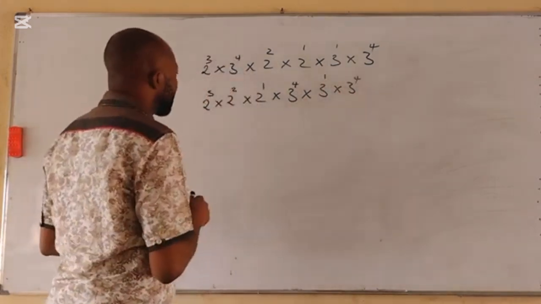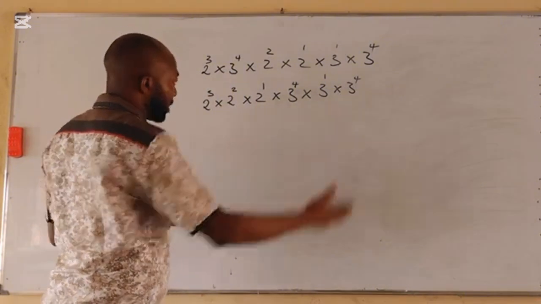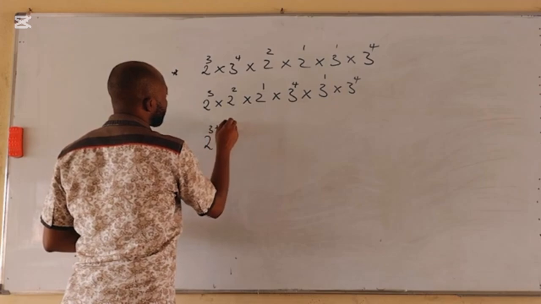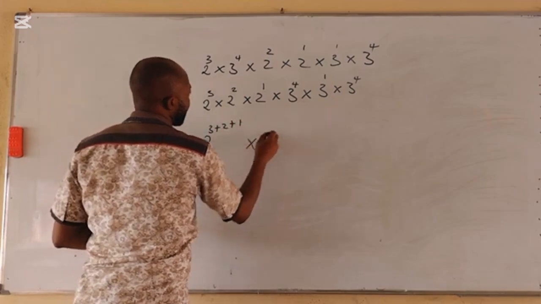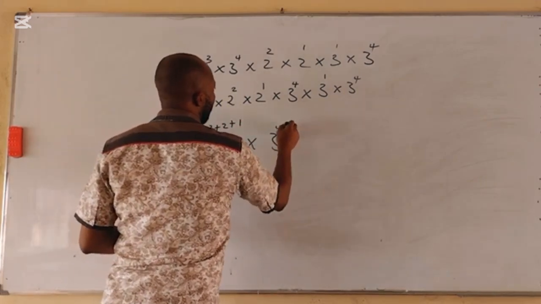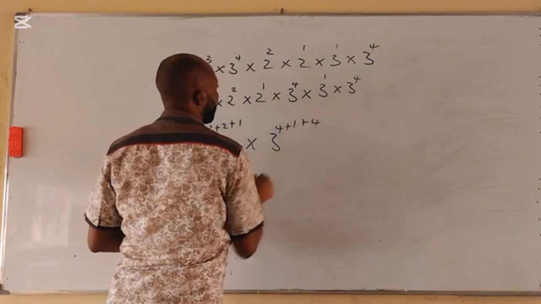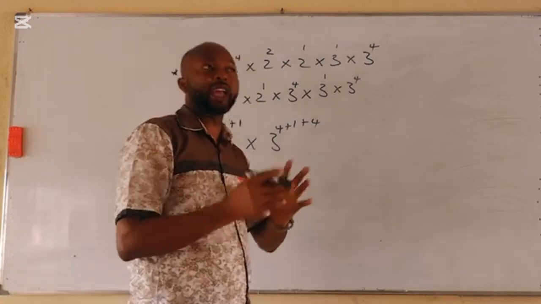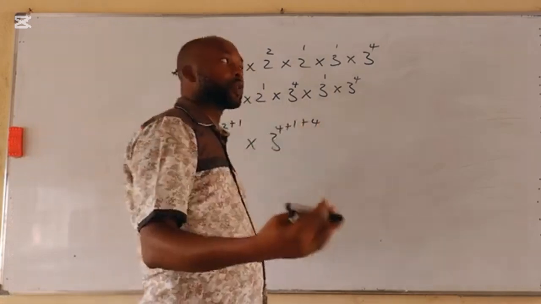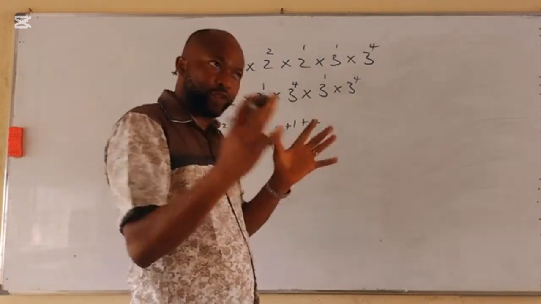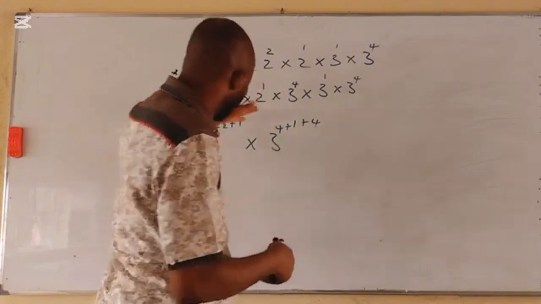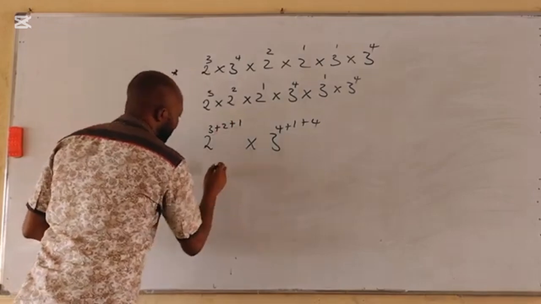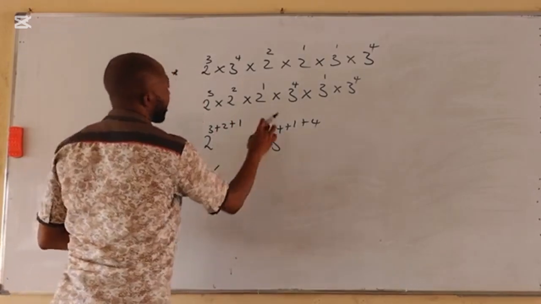So with this, I have to regroup, proceed, evaluate. So here I have 2 raised to the power 3 plus 2 plus 1 times 3 raised to the power 4 plus 1 plus 4. Don't forget, multiplication law says when numbers with equal bases are multiplied, the powers are added. When also the numbers are mixed up, we have to regroup them and still proceed, which I am doing. So here becomes 2 raised to the power 6 times 3 raised to the power 9.